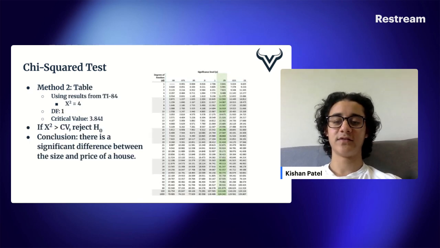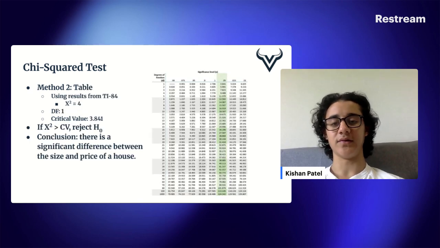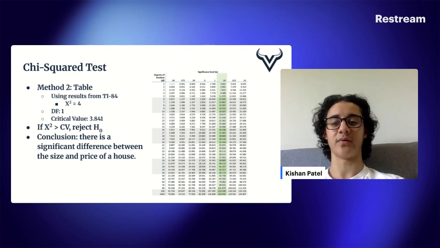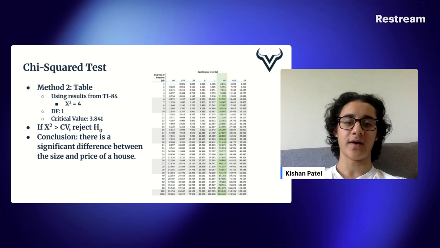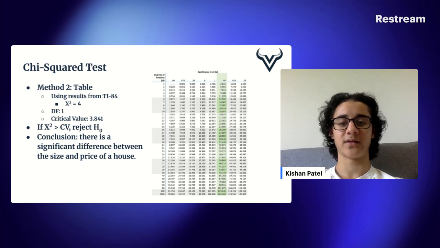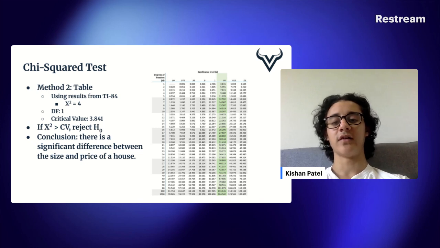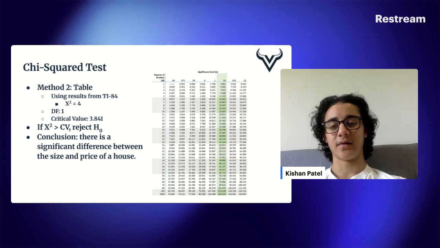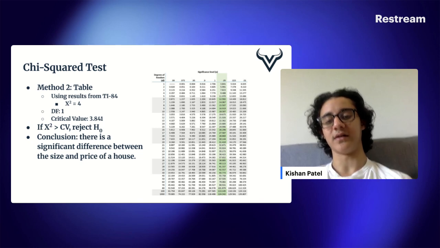Okay, so in method two, this could be using a table. So you would find the chi-squared number to be equal to 4. The degrees of freedom for this is 1 because there were 2 rows and 2 columns. So (2 minus 1) times (2 minus 1) is 1. And if you find 0.05 and match it up with the degrees of freedom of 1, you'll find a value of 3.841. And as we said before, if the test statistic is greater than the critical value, then you reject the null hypothesis. So this is the same conclusion as we got last time.